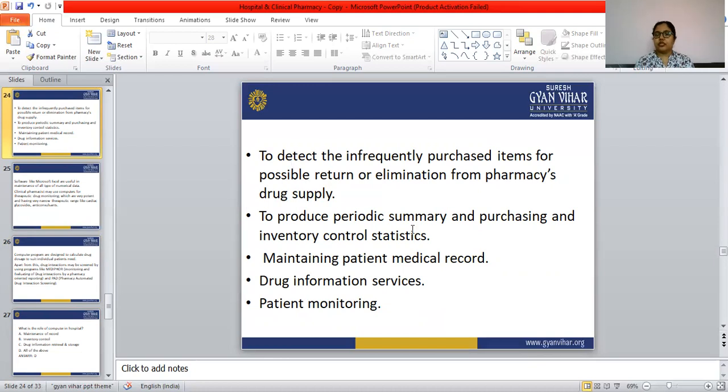To produce periodic summaries on the purchasing and inventory control statistics, we are using the computer. Maintaining the patient medical record, we are using the computer. For the drug information service, that is DIS, the pharmacists are also using the computer. For monitoring the patient, again the computer is used.